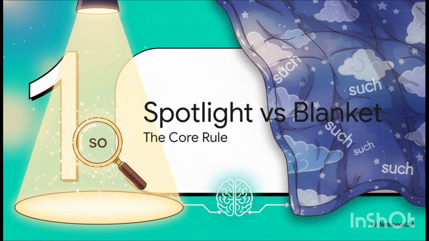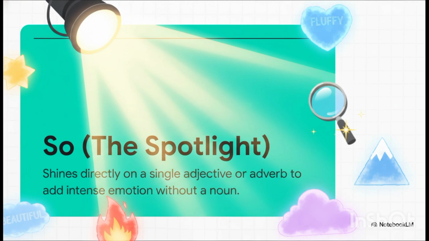All right, section 1, the spotlight versus the blanket. Let's dive right into this core rule using a pretty brilliant visual analogy. Think of so as the spotlight. It pairs directly with an adjective or an adverb. So when Tom describes his weekend brunch pancakes as so fluffy it was like eating clouds, or his hike views as so beautiful he almost cried, the word so is acting exactly like a spotlight. It shines right on that single descriptive word to give it intense emotion.